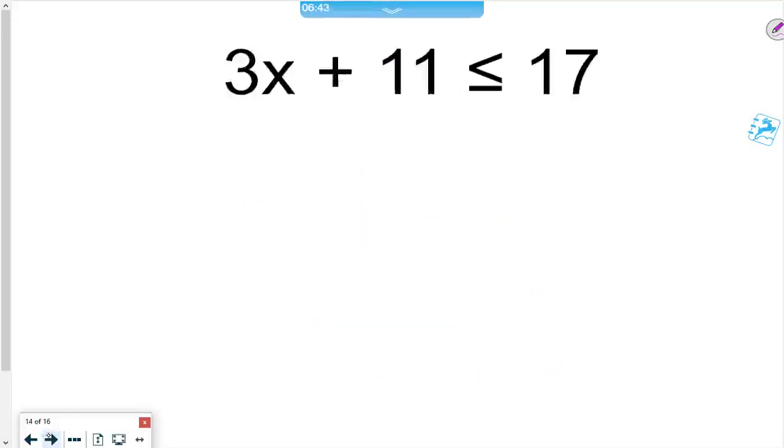Now I have 3x plus 11 is less than 17. Again, we're going to come over here. We're going to start by getting rid of this number. So we have 3x. Now we need to do the same over here. 17 take away 11 is 6. So 3x is less than or equal to 6.